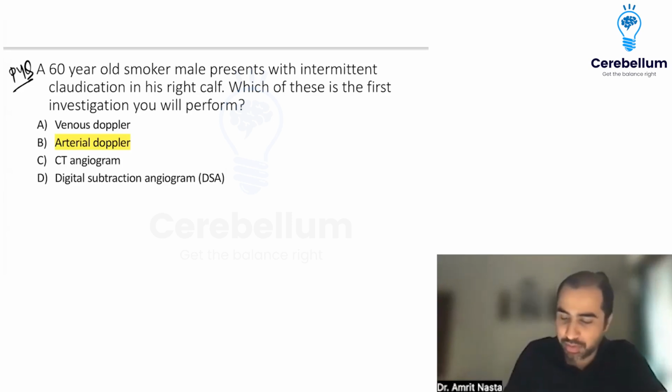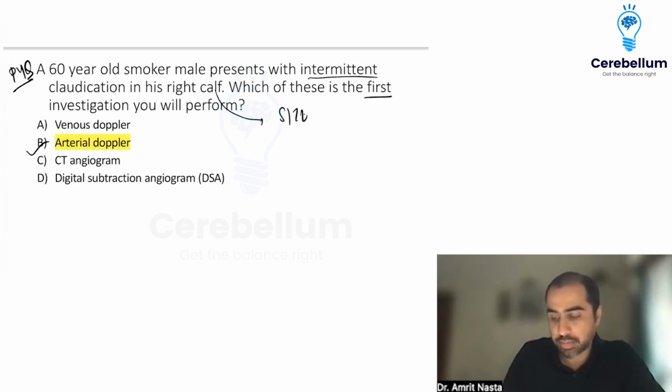So, an elderly smoker male with intermittent claudication in his right calf. Where do you think is the site of block, and what is the first investigation? Of course, it will be arterial Doppler. Claudication in the right calf. Where is the site of block? Yeah, femoral. Either femoral or popliteal. See, you are becoming legitimate doctors now.